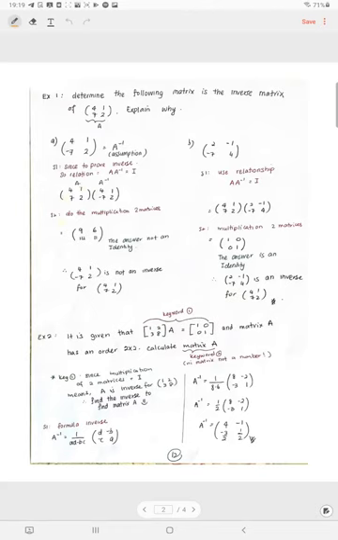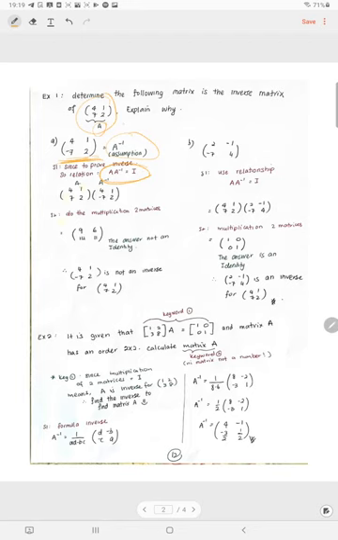This kind of question asks us to determine whether the given matrix is the inverse of this matrix or not. Let's call it matrix A. We want to prove the given matrix is A inverse of A. So we assume that this matrix is the inverse of A, and we use the relationship A times A inverse equals identity.